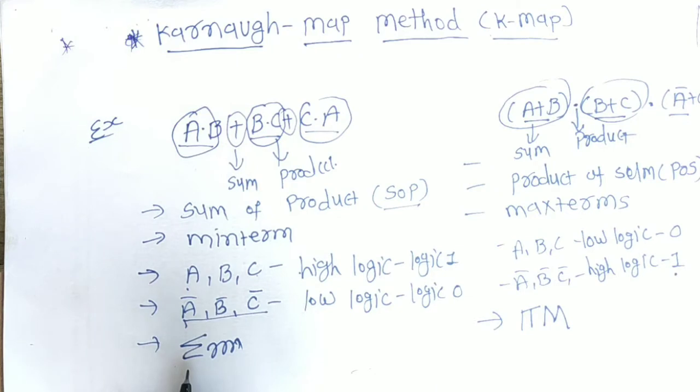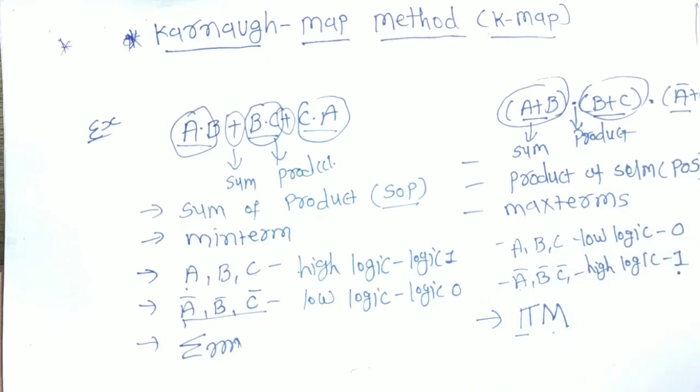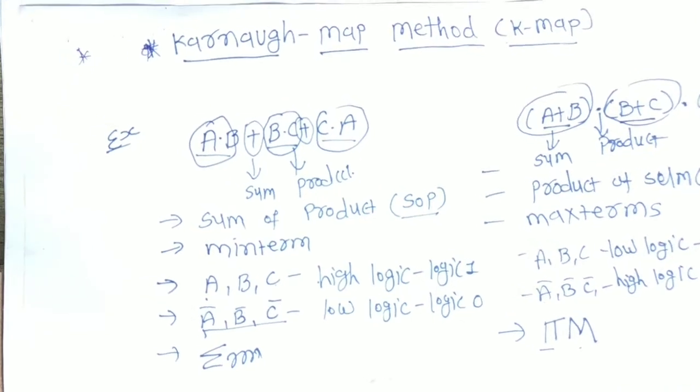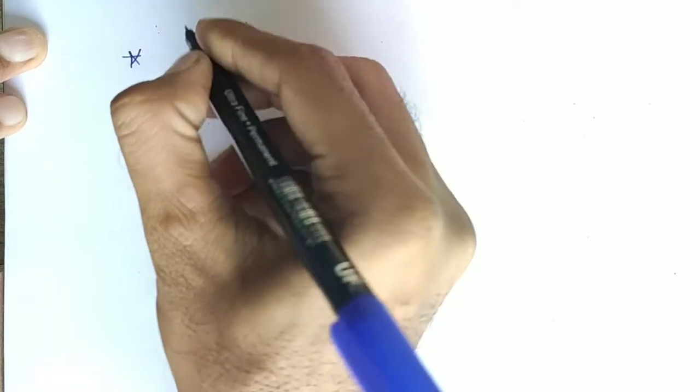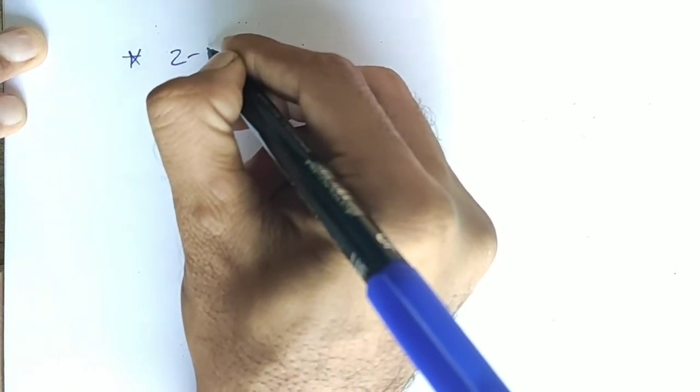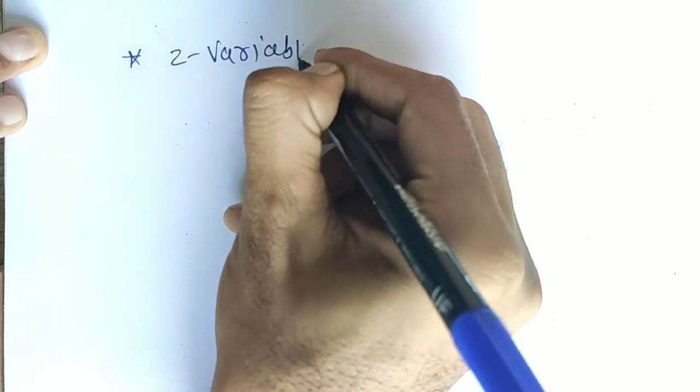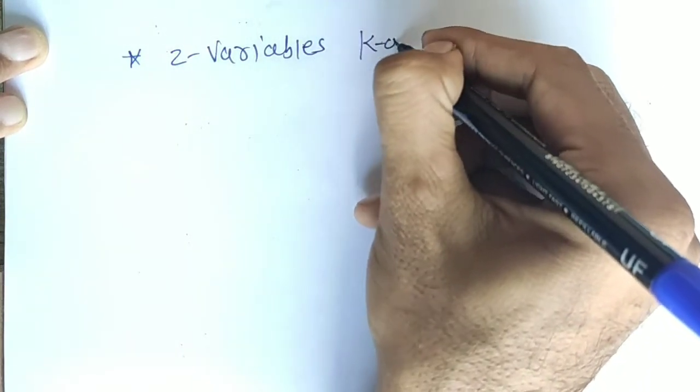And the representation of the SOP form in the K-map method is by sigma small m, while in the case of the POS form it is represented as pi capital M, right? So now we can discuss the 2 variable, 3 variable, 4 variable and 5 variable K-map structures, right? So first one is the 2 variable K-map structure.